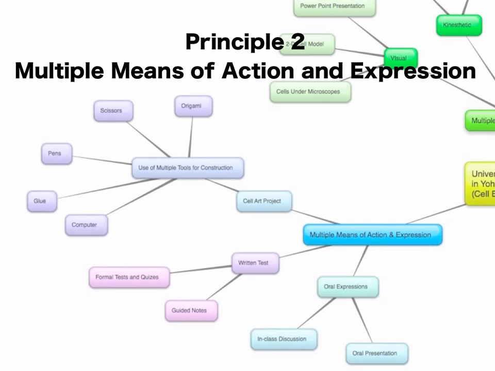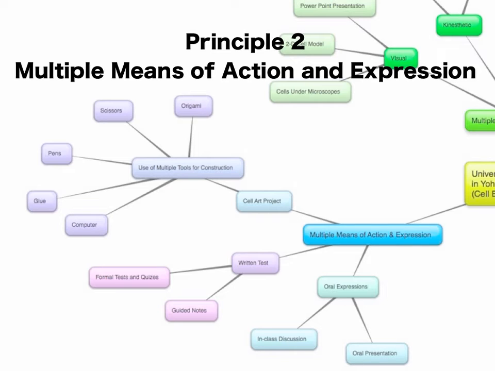The second principle is multiple means of action and expression. Here, students will have many options to express their understanding of the content. One of the major activities in my unit is the cell organelle art project. In this activity, each group will build a cell organelle model.